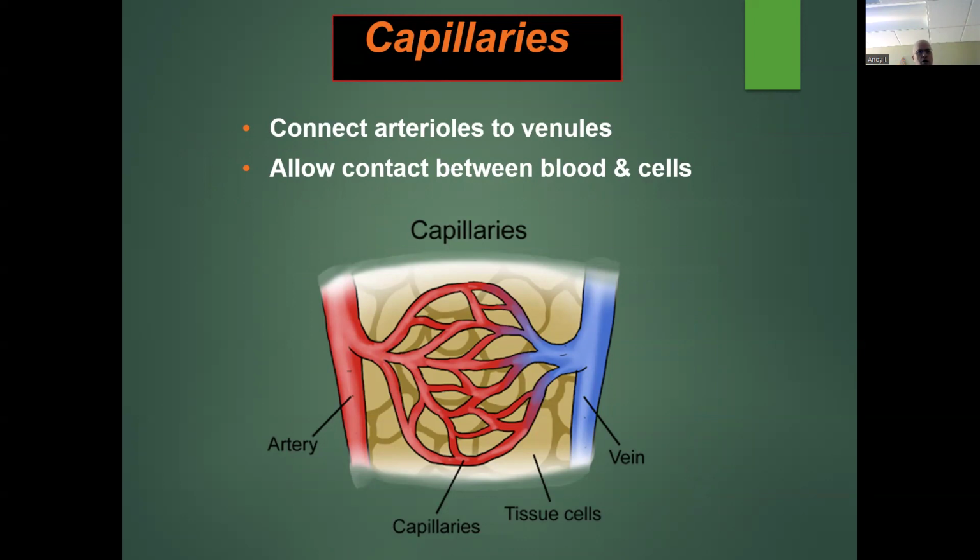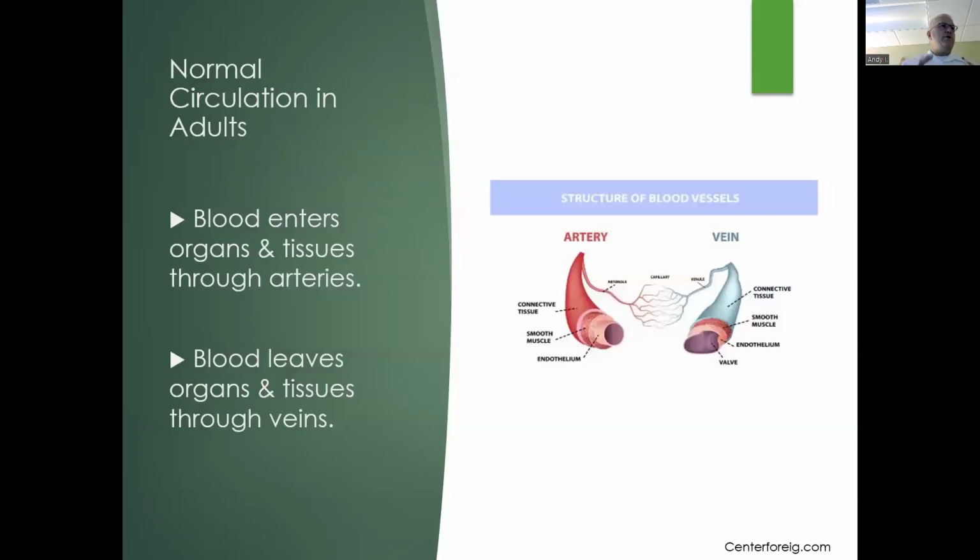This is where they're tying in together for that transition from arteries over to veins. And in the process of those capillaries, that's where the exchange is starting to happen. So in normal circulation in adults, blood enters the organs through the tissues and arteries from those capillaries, and then blood leaves the organs through the veins. So it comes in artery, arterial, capillary, venule, vein. That's the process that it's happening.